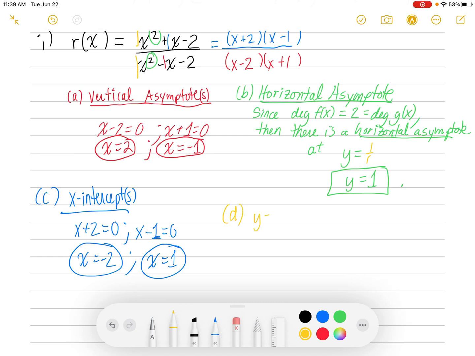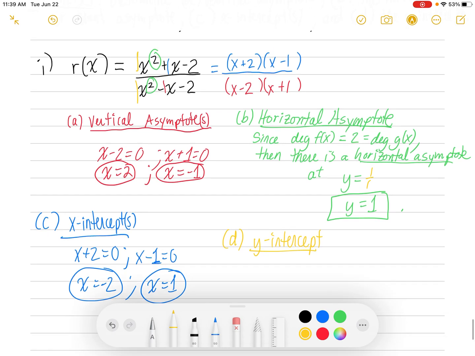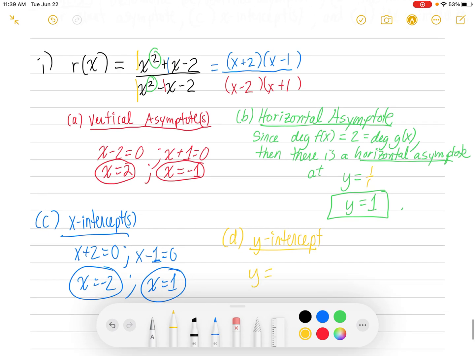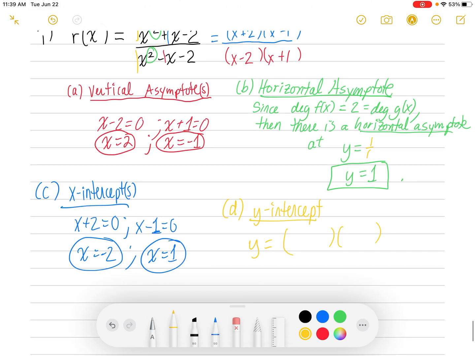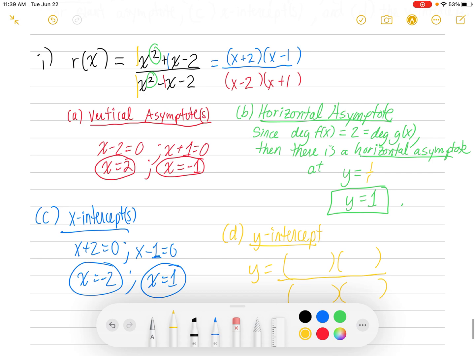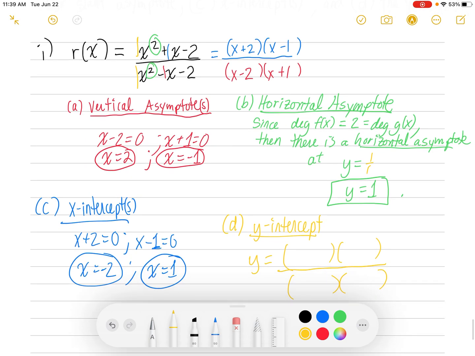Okay, so finally we have to do the y-intercept. So to find the y-intercept, I'll plug in 0 for all my x values. So I'm not going to use the original form. I'm going to use the factored form for this. You can use whichever form. You can use the original form of the rational function, or you can use the factored form, but I'm going to use the factored form. I kind of like doing that.